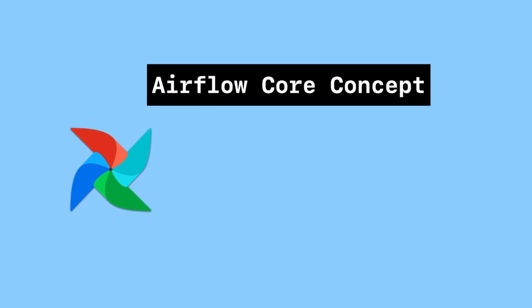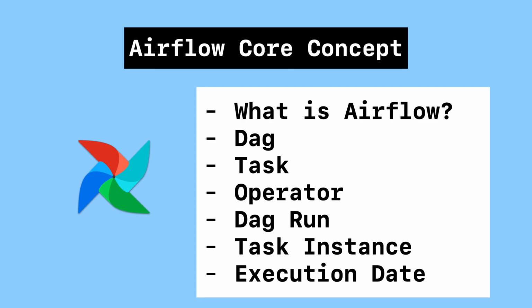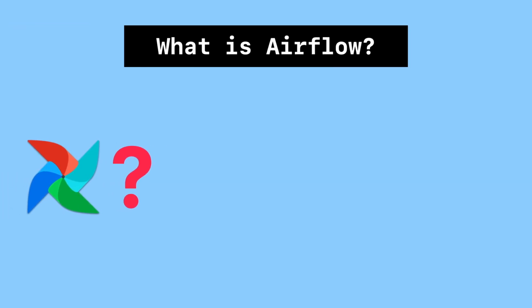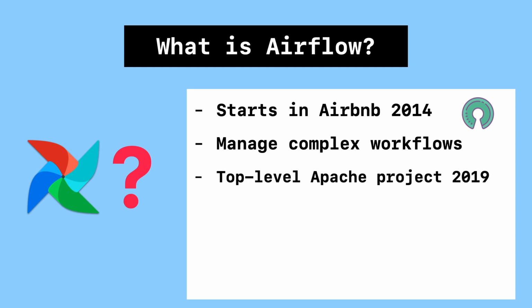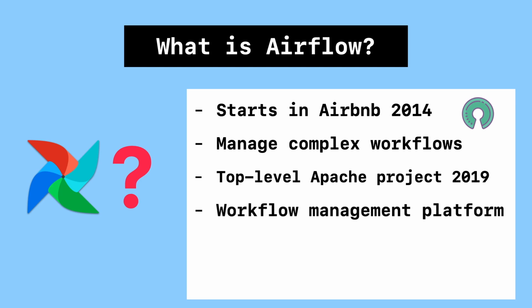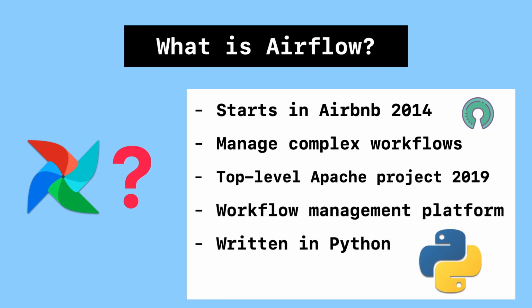To better understand the core concepts, let's recap what Airflow is, and where and how it comes from. Airflow started as Airbnb's internal tool to manage increasingly complex workflows in 2014. From the beginning, the project was made open source, becoming an Apache incubator project in March 2016 and a top-level Apache Software Foundation project in January 2019. Airflow is one of the most popular workflow management platforms, and it is written in Python.